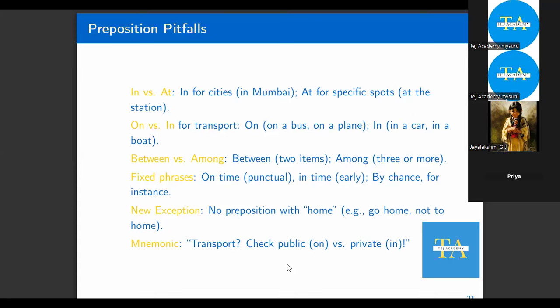And transport, check public or private. Usually public transport are bigger than private ones. Private transport like car or other such, it will be smaller and you have to sit in it. So that's why it's better to use in with them and on with the public transportation like ship, plane, bus, or train, like that.